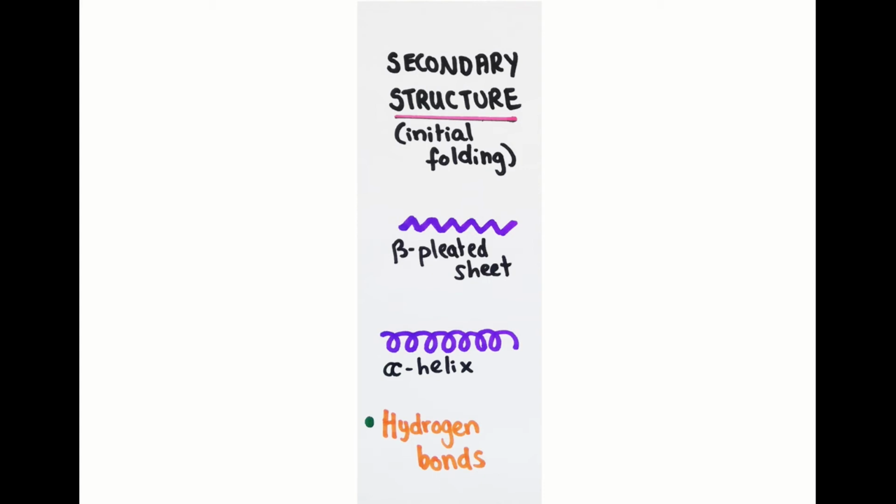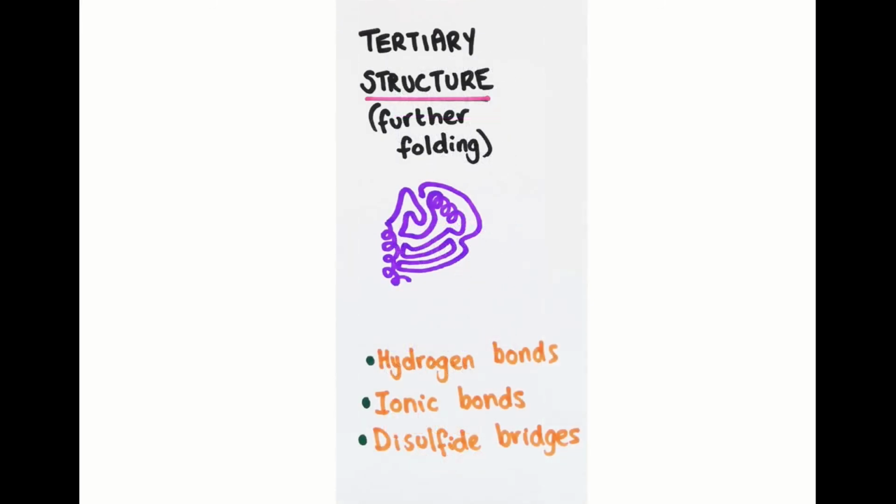But the folding isn't finished yet. The polypeptide chain then folds itself into its unique 3D shape. This is the protein's tertiary structure. And it happens because more bonds form between different amino acids in the chain. These bonds may be hydrogen bonds, ionic bonds, or disulfide bridges. Once all this folding has taken place, the finished polypeptide has been made.